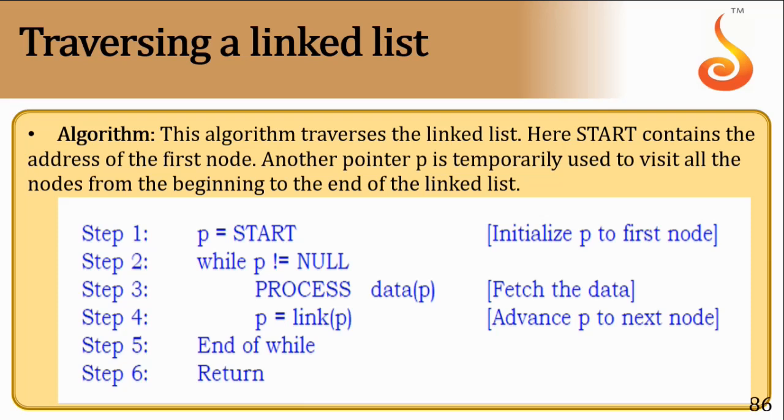While P is not equal to null. When will P be null? I told you also the starting of the list is identified by head or start pointing to the first node, and the link part of the last node would be pointing to null. So until P, link of P is not equal to null, you are going to traverse, that is P is equal to link of P. Link of P would be pointing to the next node.